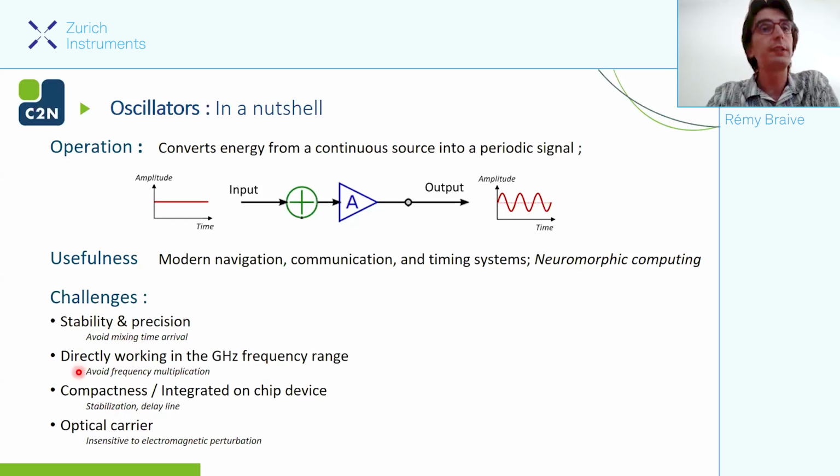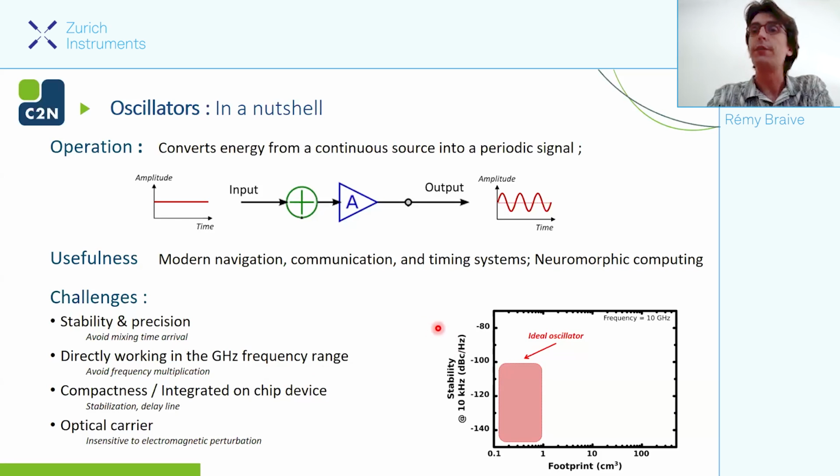All these challenges you can try to summarize in one graph. Of course, it's a bit complicated, but the idea is that you can look at the stability of your oscillator at a specific frequency offset as a function of the footprint and the compactness of the system. And everything here is at 10 gigahertz. The idea is to reach this area: high stability, so low phase noise, and a small footprint.